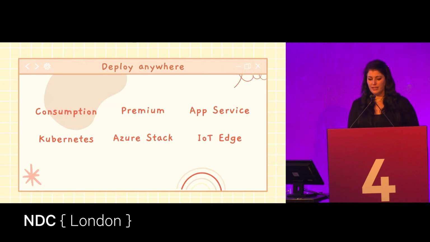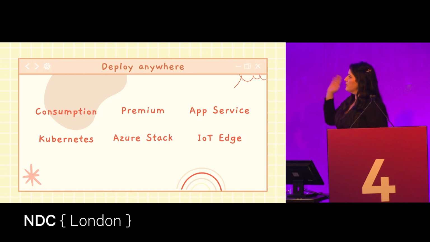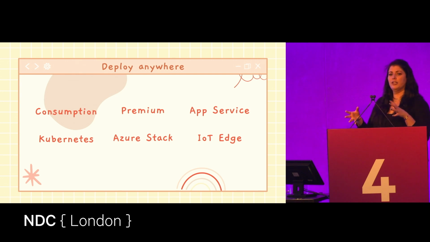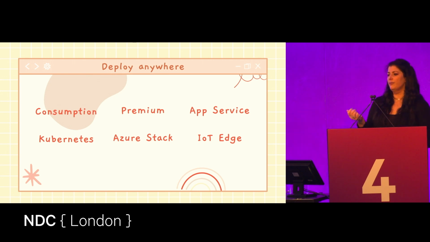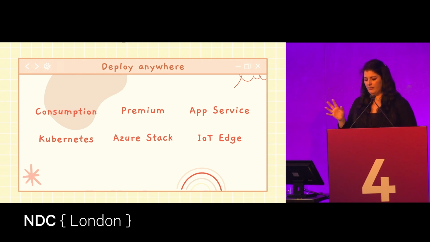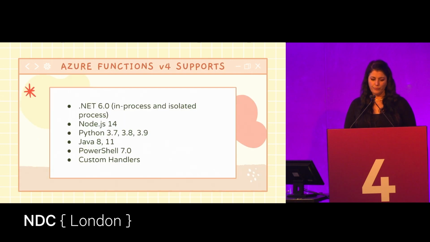I think my next slide is going to show you all the places that you can deploy that. So we've got the consumption, premium, app service, and then the new things that I'm going to tell you: Kubernetes, Azure Stack, so that's your Azure on-premise, and then IoT Edge. I haven't looked into the IoT. I'm not quite sure what that is going to look like, but it is a possibility. So you can have these super lightweight functions on any of these things.